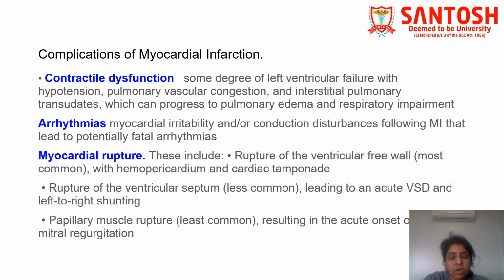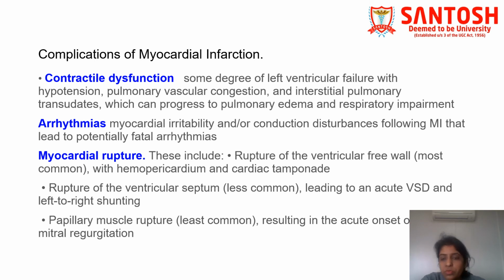The complications of myocardial ischemia are contractile dysfunction, arrhythmia, and myocardial rupture. Contractile dysfunction: some degree of left ventricular failure with hypotension, pulmonary vascular congestion, and interstitial pulmonary transudates, which can progress to pulmonary edema and respiratory impairment. Arrhythmias: myocardial irritability and conduction disturbances following MI that lead to potentially fatal arrhythmias.